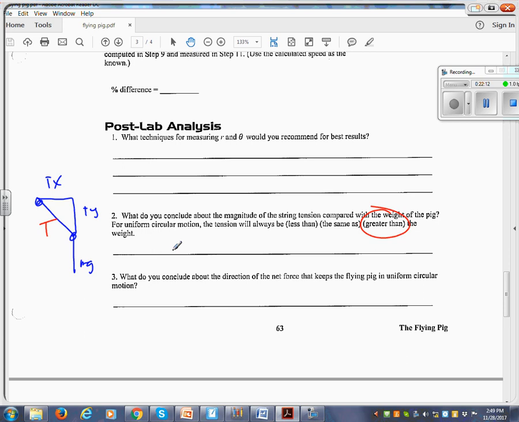What do you conclude about the direction of the net force that keeps the flying pig in uniform circular motion? Which direction is the net force? Always towards the middle or the opposite? Always towards the middle, right? Yeah, exactly. Toward the middle. Toward the center. Let's spell it the Canadian way. R-E. Toward the center.